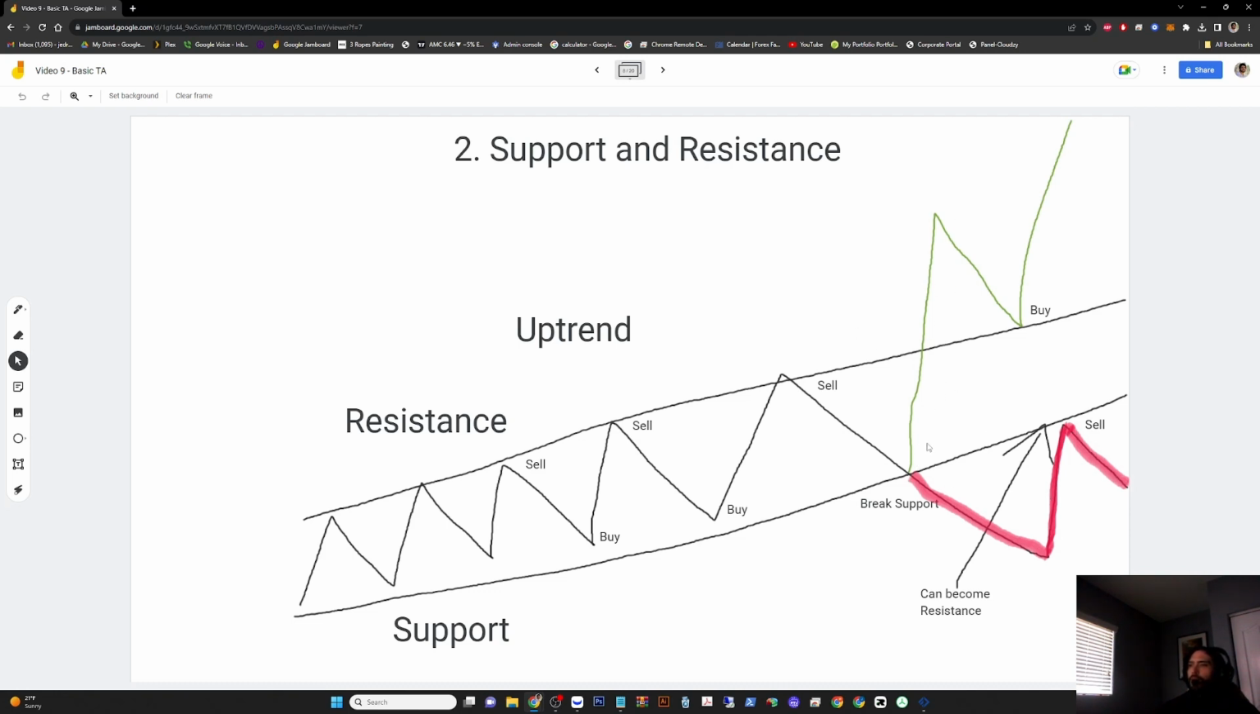Same for the other side. So if price is respected on this support and it breaks through this resistance, often it will come back and test this old resistance as the new support, and often people will buy here.